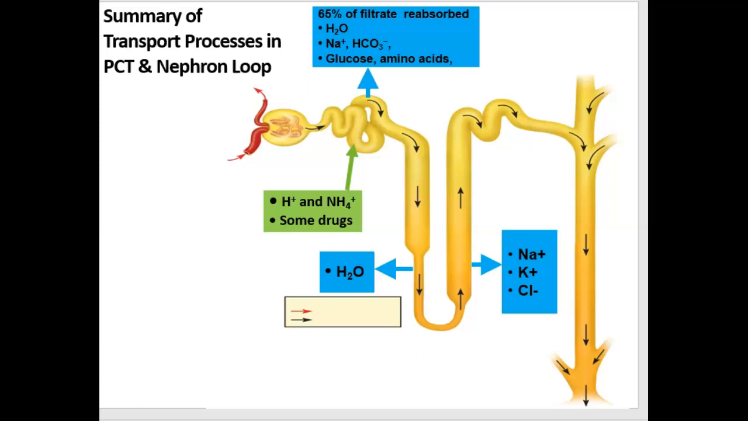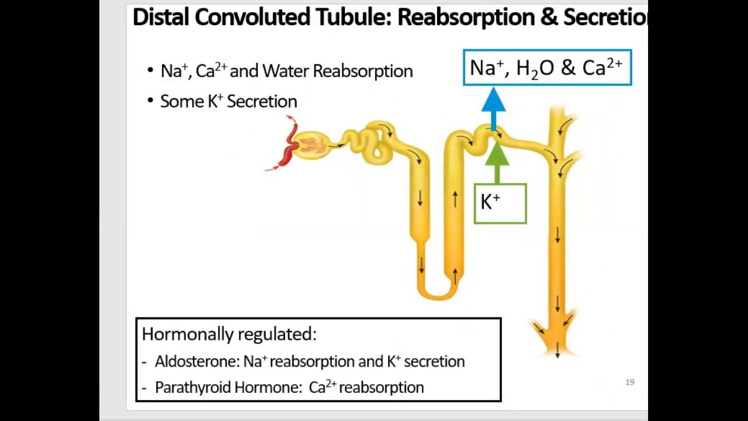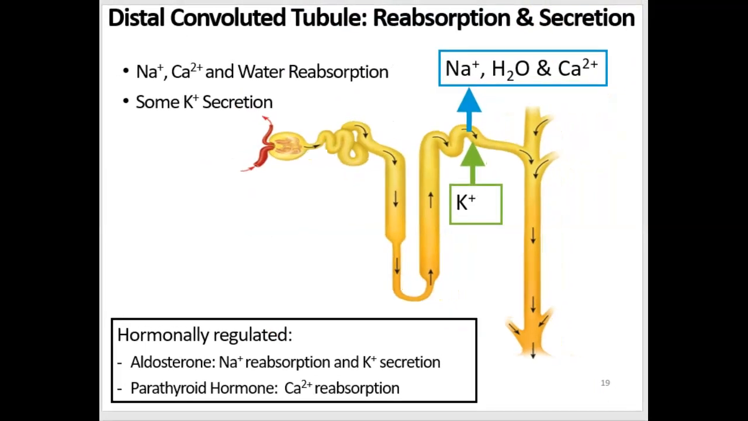Now we need to go to the distal convoluted tubule and see what that can do for us. So the distal convoluted tubule is also involved with reabsorption and secretion, but to a lesser extent. This region of the nephron can be controlled with hormones. Its permeability is controlled by hormones.